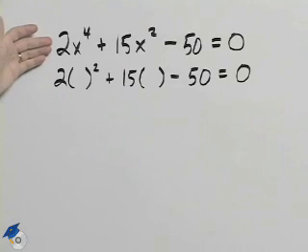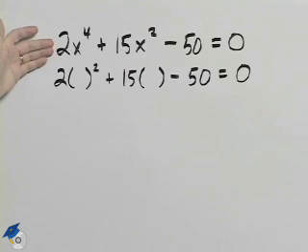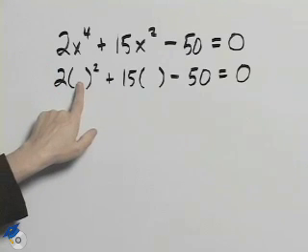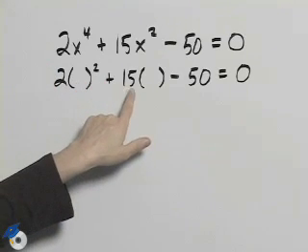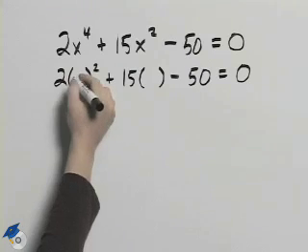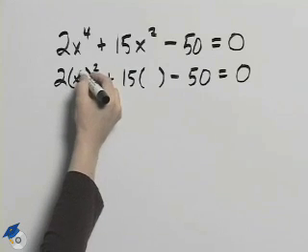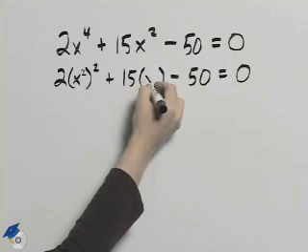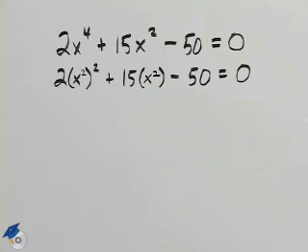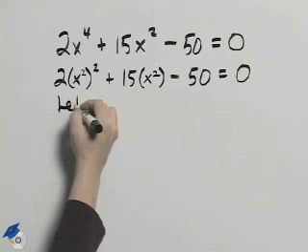We're asked to solve this equation, which is a quadratic form. You'll notice in the next line I've written it so that we have 2 times something squared plus 15 times something minus 50. And in fact, inside the parentheses, we can write x squared and x squared because that is equivalent to the original equation.